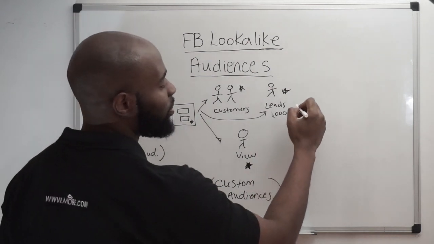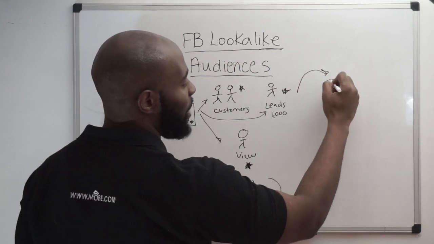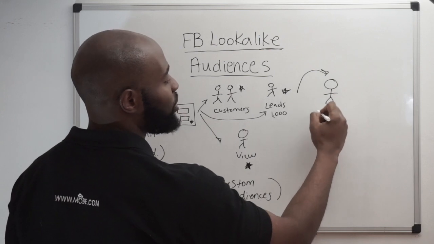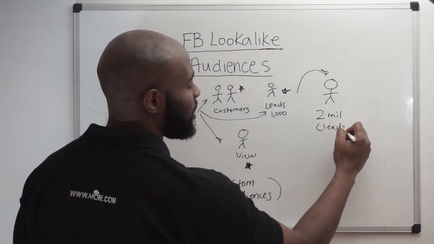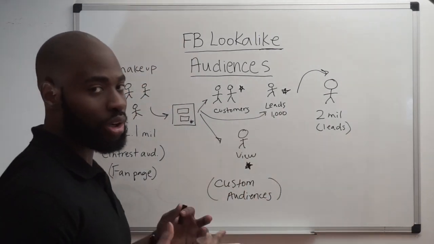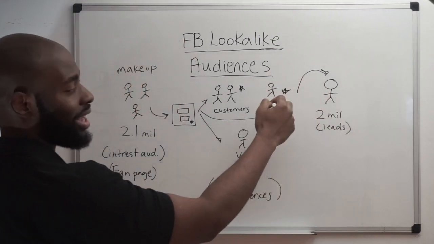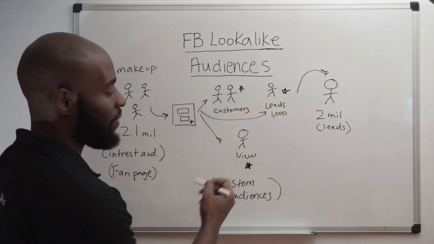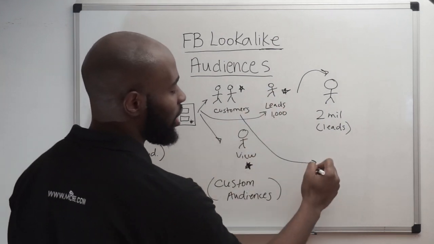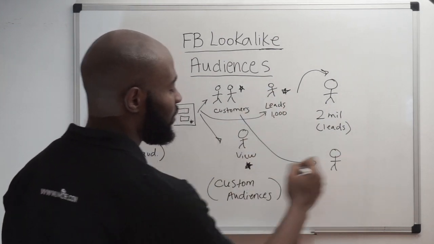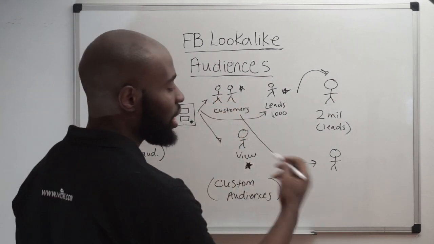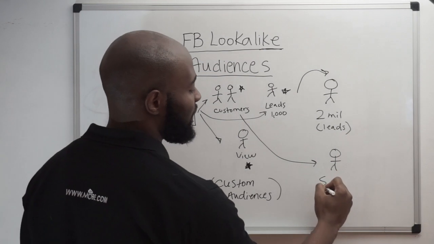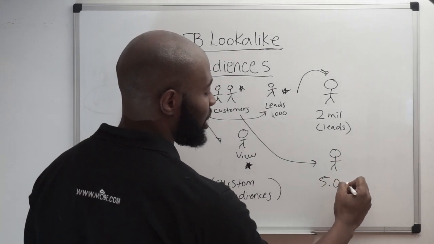You could say, hey, Facebook, create a population of 2 million people, all based off of these leads. That's why it's called lookalike. This audience looks like this particular audience that you have. You can say, hey, Facebook, create an audience of buyers, because this is an audience that you have of buyers. So create an audience of buyers of 5 million people, right?